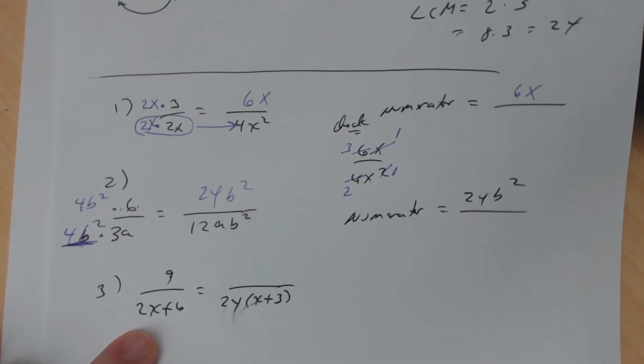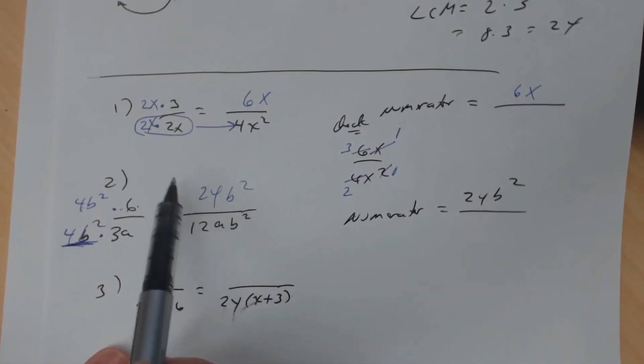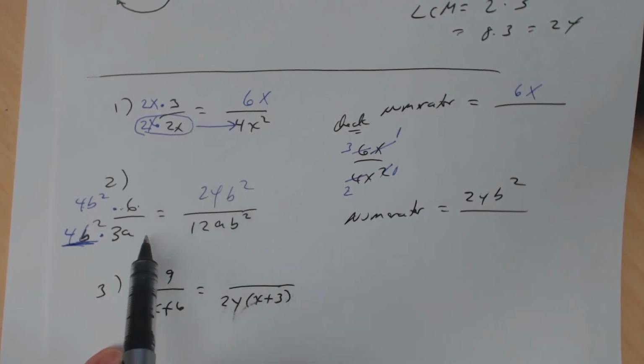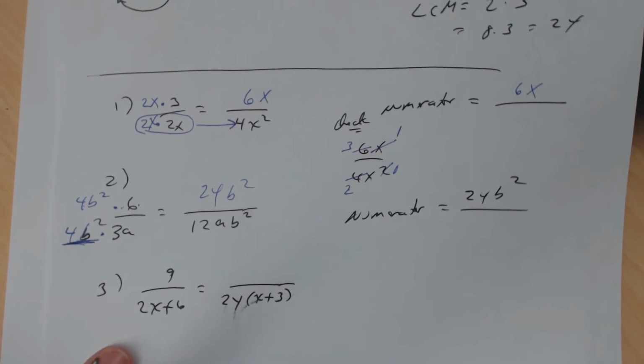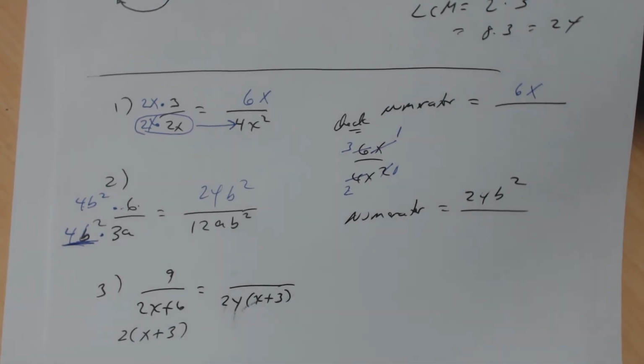So what you need to do first is factor. See how these were monomials right here? 2x, 3a, 4x squared, 12ab squared. You want to factor this denominator. So when I factor this denominator, that's going to be 2 times x plus 3. Okay? All right, so make sure it's factored. All right, so I need to multiply this 2 times x plus 3 by some factor, so that way I end up with this.